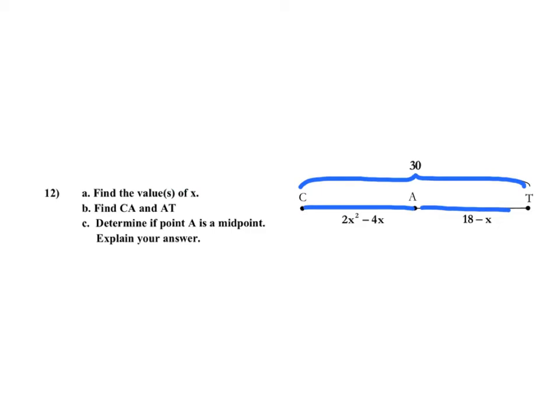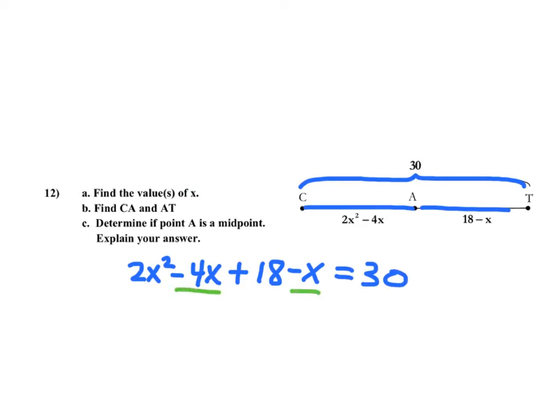All right, so I'm just going to set up CA, which is 2x squared minus 4x. Add that to the 18 minus x. Set that equal to the whole thing, which is 30. I'm going to combine my like terms here, you guys, and I get negative 5x. I cannot combine anything else, so I get 2x squared minus 5x plus 18 equals 30.